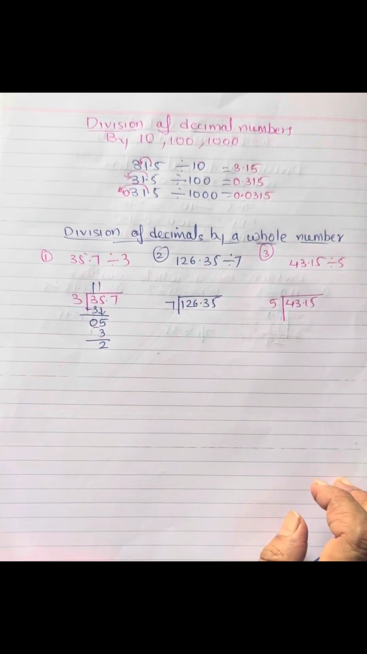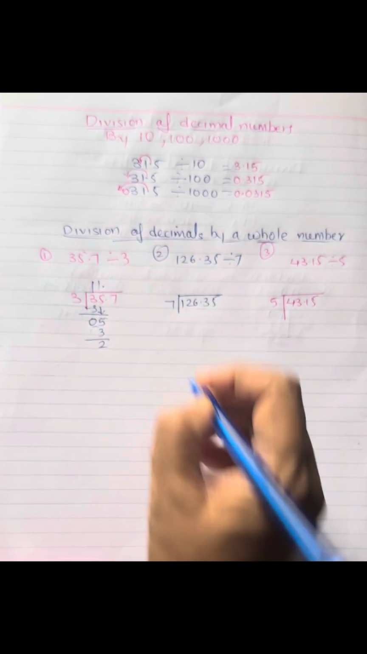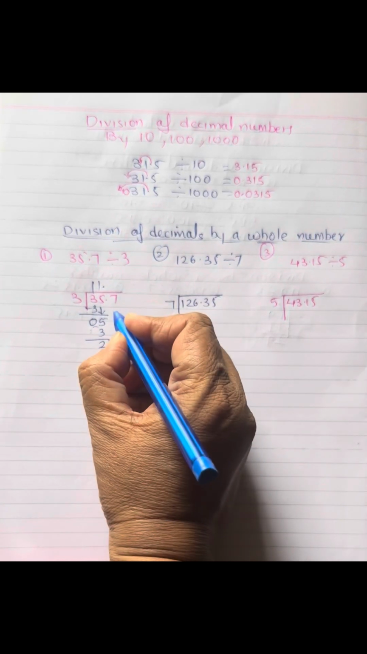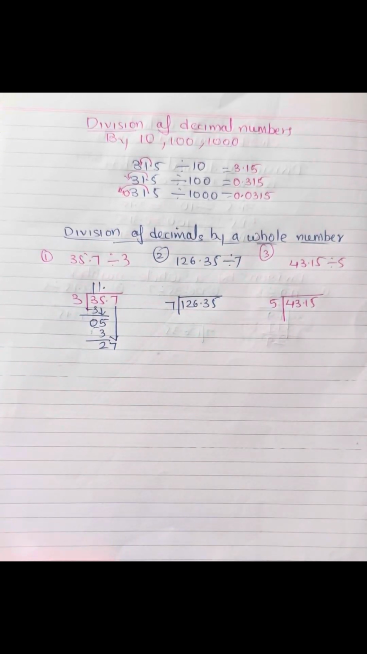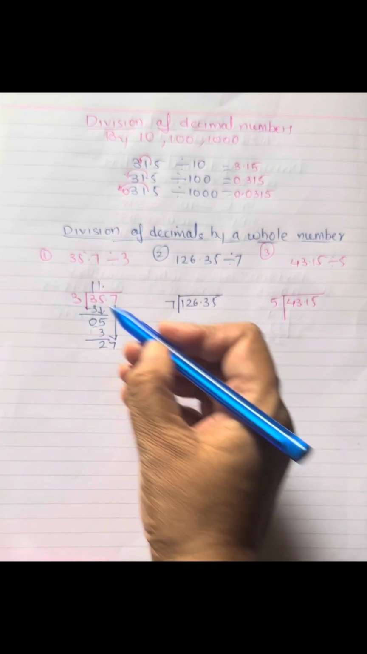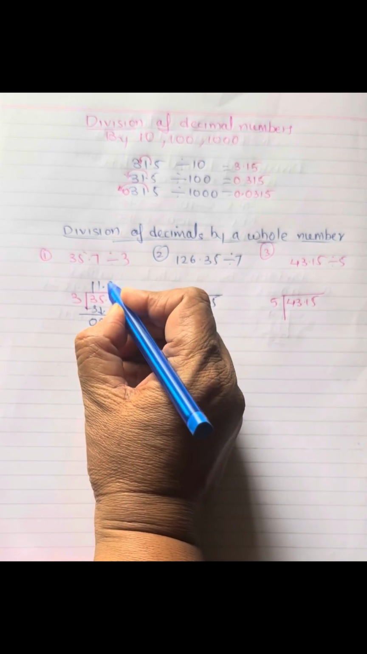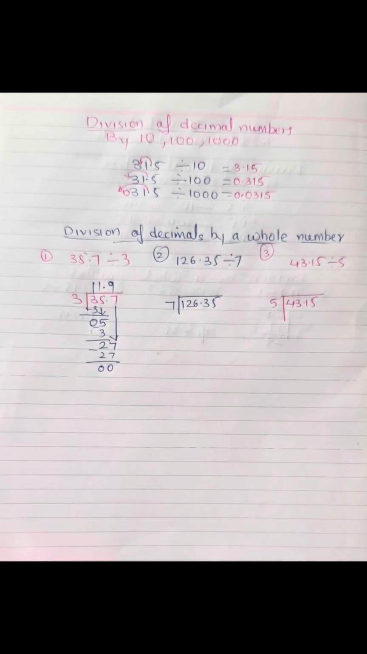Now after 5, there is a decimal point. So before bringing this 7 down, just shift the decimal point in the quotient. And then you bring this 7 down. So this becomes 27, right? So that is the only care you need to take. Otherwise, it is normal division. So 3 nines are 27. Remainder is 0. Okay, so the quotient is 11.9.